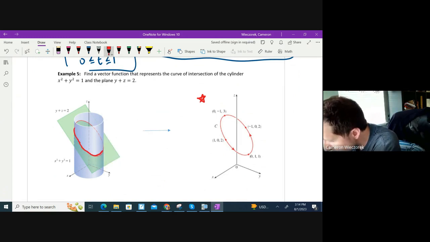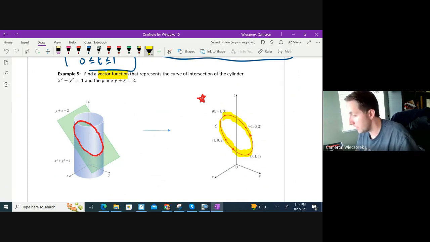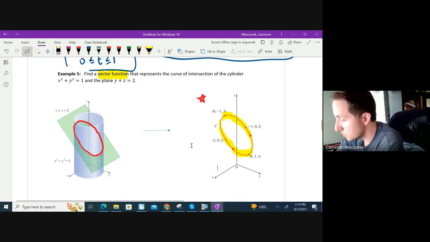And we want to write an equation parametrically, and they ask for it in vector form. So we're going to come up with a vector valued function for that red curve of intersection. Looks like a rotated ellipse. Okay, so how do we do that? We use the two original curves to help us build that.